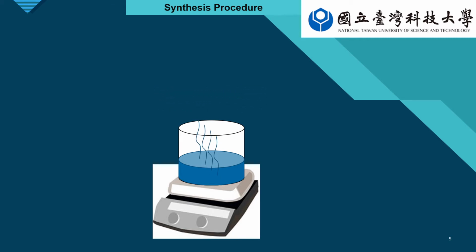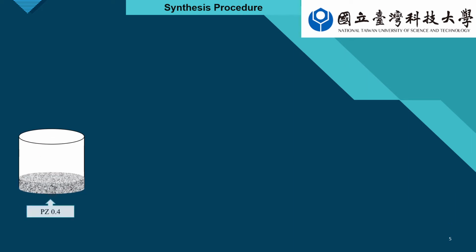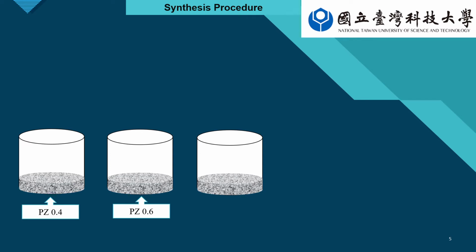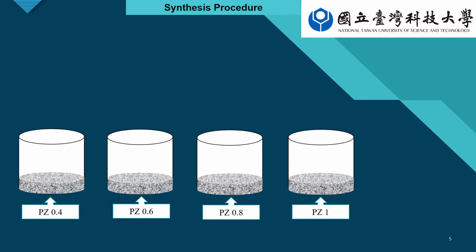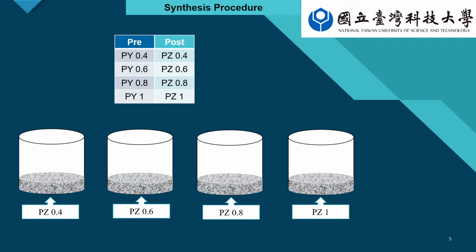The obtained white powders were labeled as PZ04, PZ06, PZ08, and PZ1. Actually, we know the pre and post conditions just by the labels.